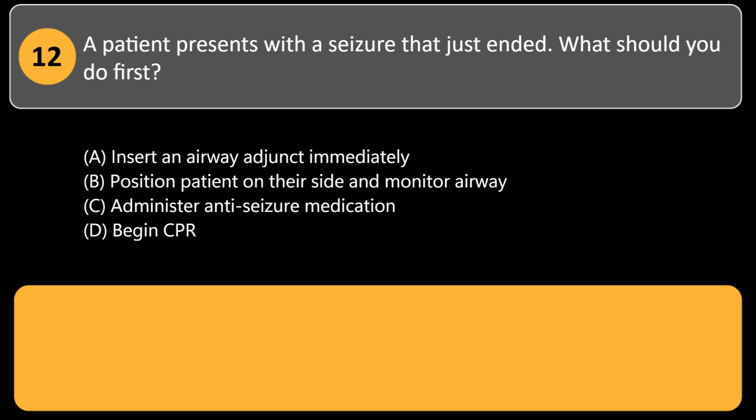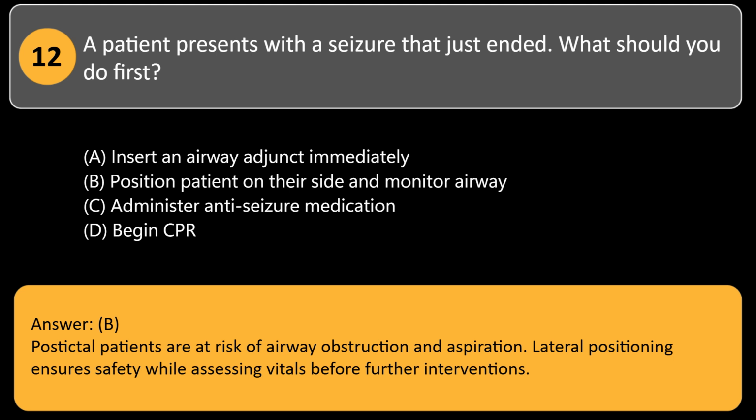A. Insert an airway adjunct immediately. B. Position patient on their side and monitor airway. C. Administer anti-seizure medication. D. Begin CPR. Answer: B. Postictal patients are at risk of airway obstruction and aspiration. Lateral positioning ensures safety while assessing vitals before further interventions.